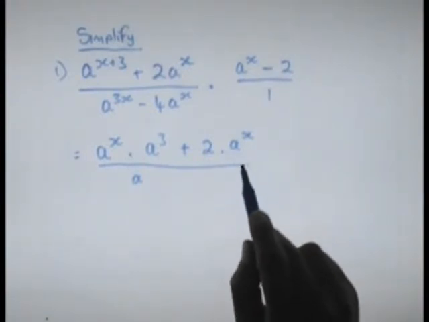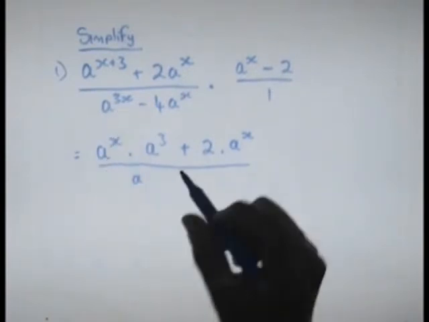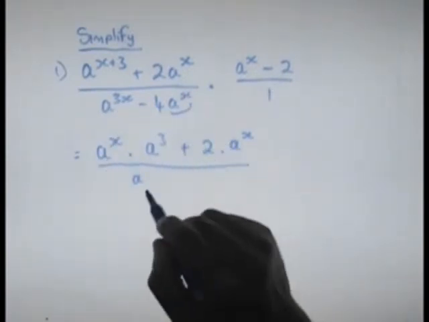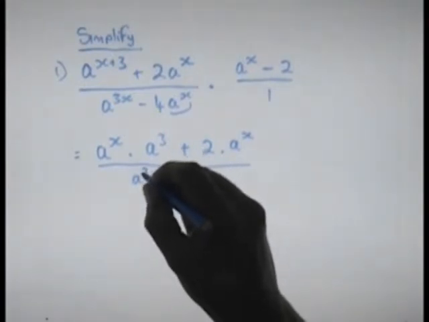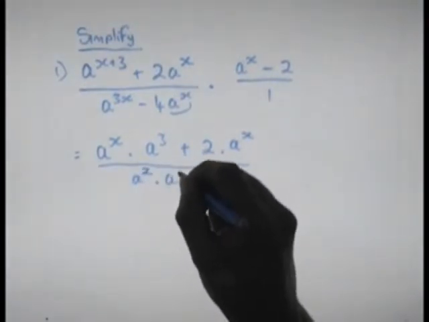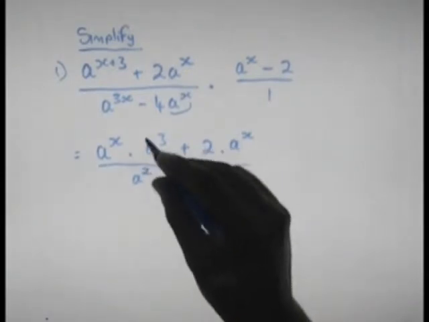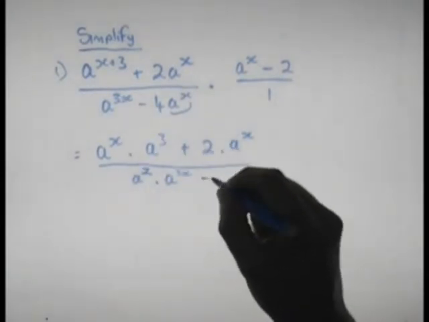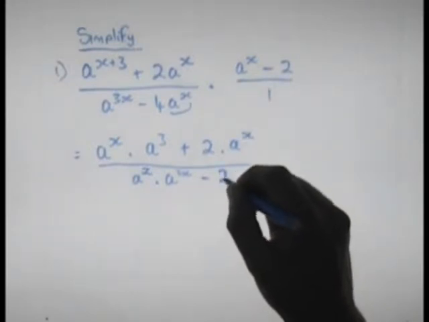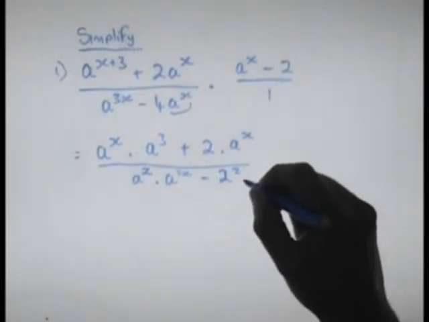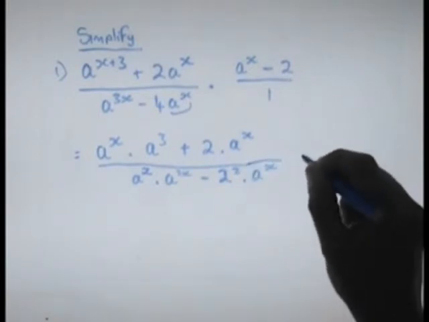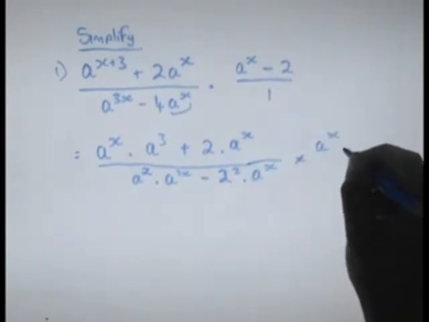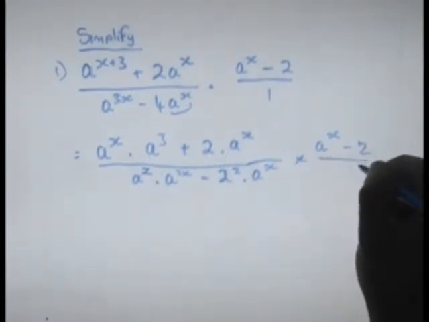So let's try and take out a common a to the power x, because there's an a to the x there as well. So this will become a to the power x multiplied by a to the power 2x. 2x plus x is 3x. Minus 4, which is 2 to the power 2, multiplied by a to the power x. And that's multiplied by a to the power x minus 2 over 1.